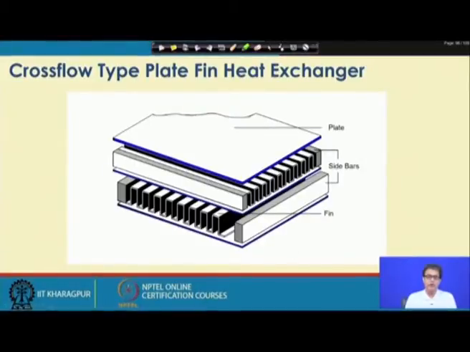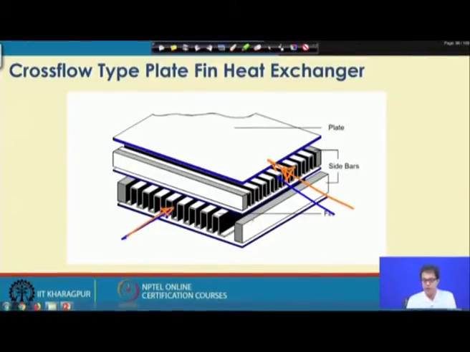Now we are again coming back to the construction of the plate fin type heat exchanger. In the case of a cross flow type plate fin heat exchanger, it is easy to understand. We discussed in the last class that we have two channels, through which one fluid is flowing in this direction and the other fluid is flowing in this direction. They are at an angle of 90 degrees to each other, and this geometry is easy to conceive and also easy to fabricate.